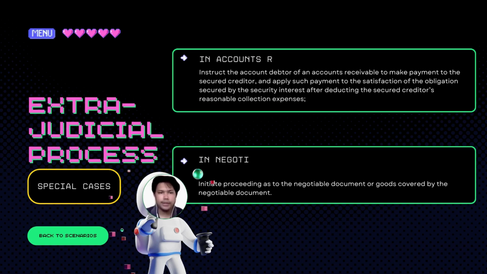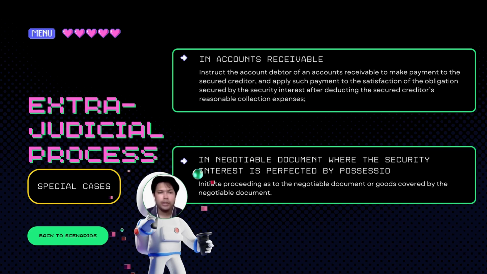Under the following cases, upon default, the secured creditor may take possession of the collateral without judicial process by, number 1, instructing the account debtor of an accounts receivable to make payment to the secured creditor and apply such payment to the satisfaction of the obligation secured by the security interest after deducting the secured creditor's reasonable collection expenses. Number 2, in a negotiable document where the security interest is perfected by possession, proceeding as to the negotiable document or goods covered by the negotiable document.